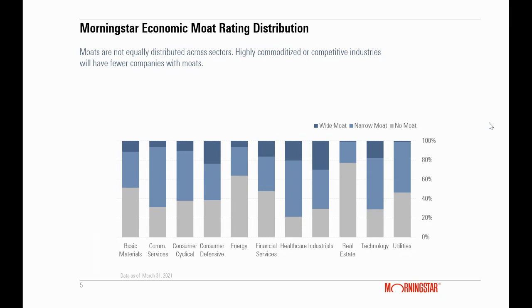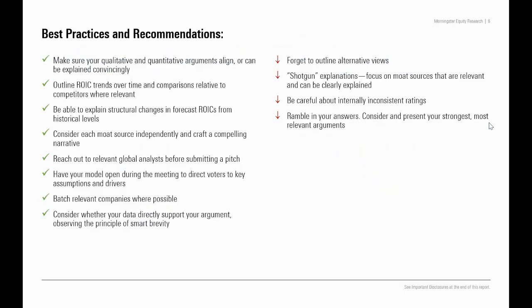So again, not a bad place to start. If you're a utilities company and you're pitching for a wide economic moat, you can see in the far right of that chart that that's perhaps a little bit aggressive, at least based on the companies we cover, but not impossible. Obviously, there's at least one.